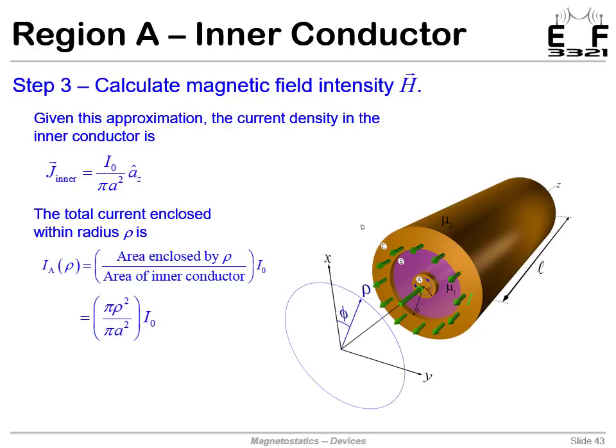Well, the area enclosed by rho is pi rho squared. The area of the inner conductor is pi a squared. And so this becomes our ratio that we multiply I naught by. And we can simplify that a little bit. And there's our final expression for the current as a function of rho, the current enclosed by our integration path here.